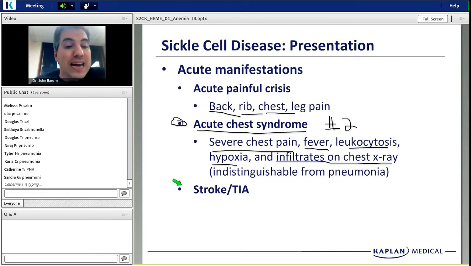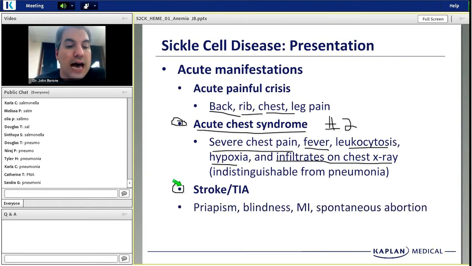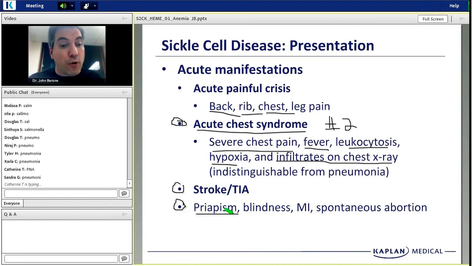If it gets stuck in the brain, that's an emergency. You're going to stroke. Sickle cells can stroke. And if it's stuck in your male member, gentlemen, this is an emergency. You'll get an erection that doesn't go away.